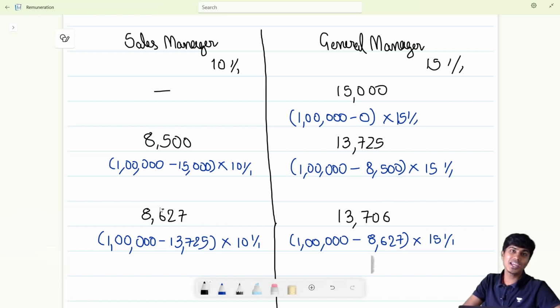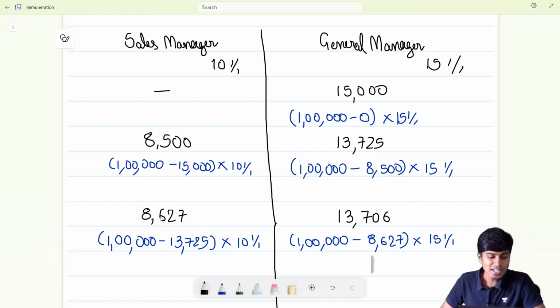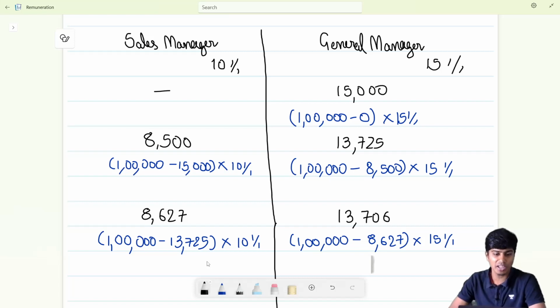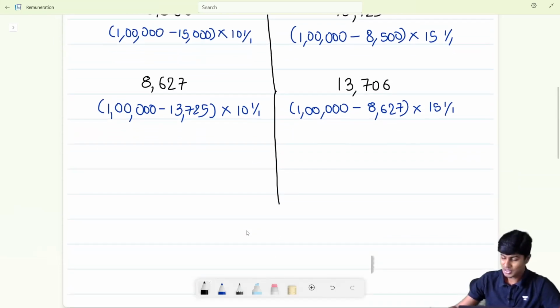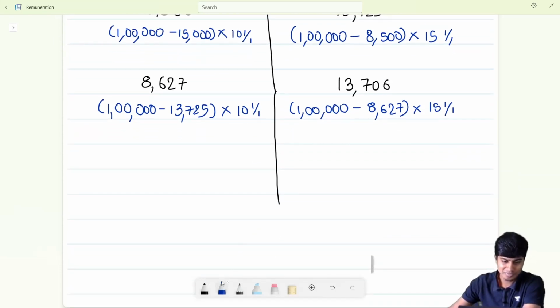So this will no more be 8,627 because this 8,627 was computed as 1 lakh minus 13,725. This 13,725 has now changed to 13,706. So I am going to compute it all again. This time, in the place of 13,725, I will take 13,706. So I'll do 1 lakh minus 13,706 into 10%. Shall I do that? You don't have an option. If you want the answer, you have to do it.